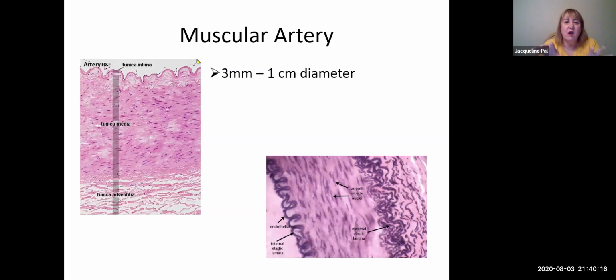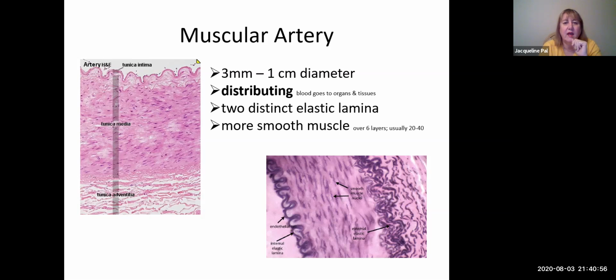Once we are branching off of the aorta and we are in blood vessels less than 1 centimeter in diameter, we are transitioning to muscular arteries, which, as their name implies, have a lot of smooth muscle. So we're back again to seeing 2 clear internal and external elastic lamina. These blood vessels are often called distributing arteries because they are taking blood to the organ or to the tissue. So this is your ovarian artery, your testicular artery. That's what these are.